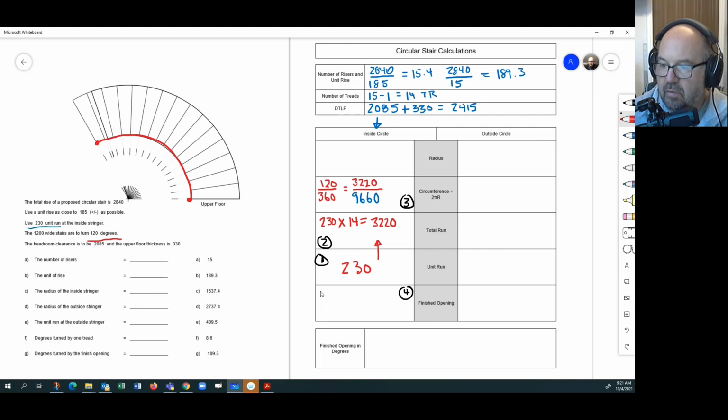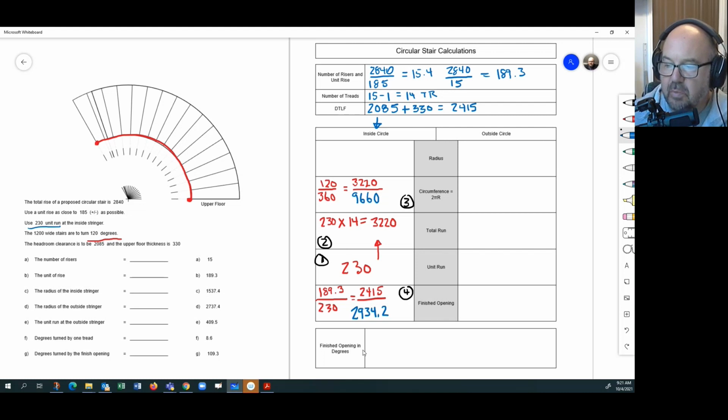Unit rise 189.3 over unit run of 230 equal to drop to line of flight. We calculated that earlier to be 2415. And now I'm going to hash that out here. What do we got in my calculator? 230 times 2415 divided by 189.3. 2934.2.